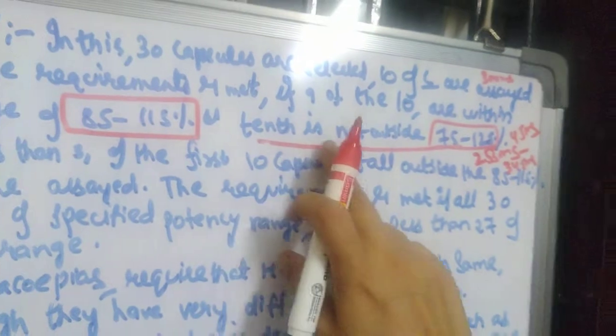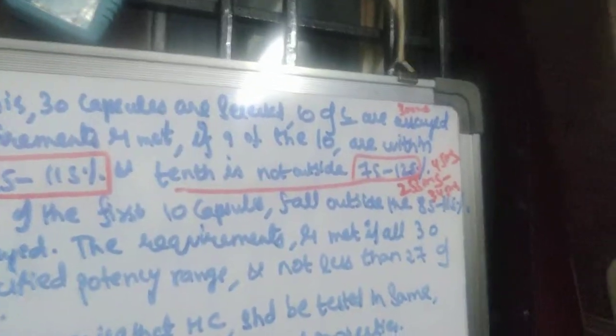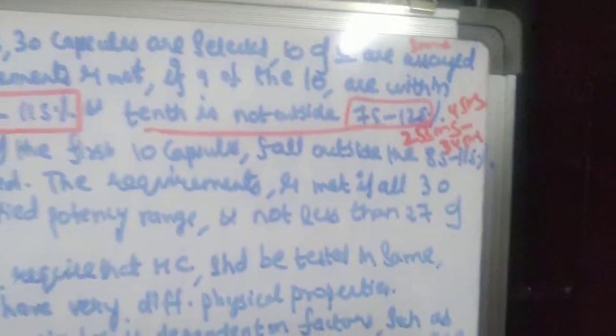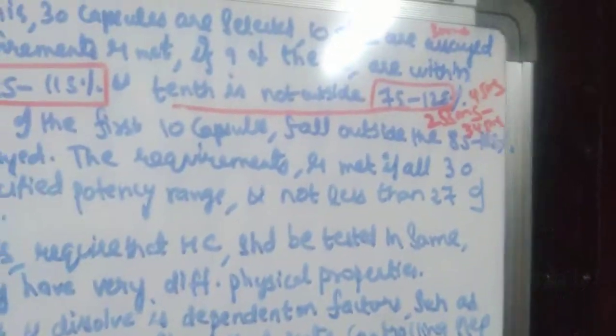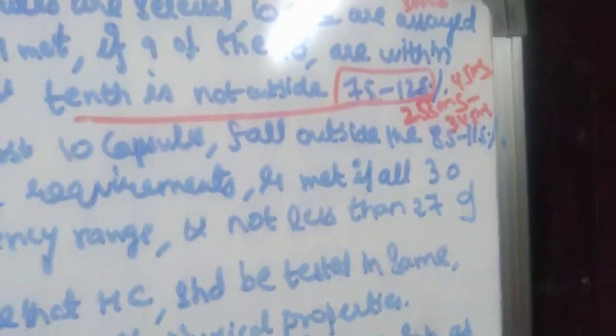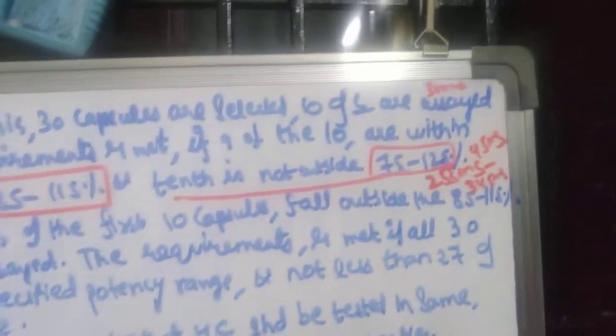So the 10th should not be outside 75% to 125%. Obviously, when you are specifying that it contains 300 mg of active ingredient, how can it contain less than 225 or more than 375 mg? If you add 75 to 300, 125%, it becomes 375 mg. So it should not be outside 225 to 375 mg. That is your first requirement. If this is passed, then the capsules are said to pass the test.